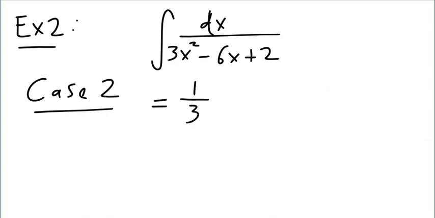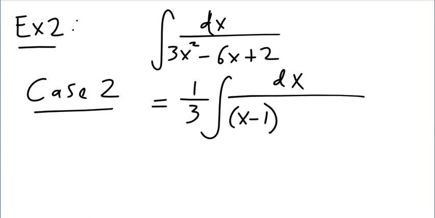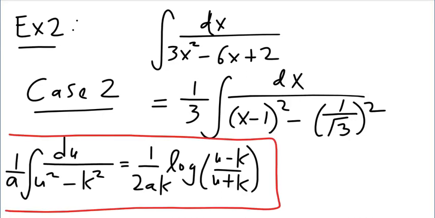Rewriting this integral, just like before, you factor out the 3 and then you complete the square. You will end up with x minus 1 squared minus 1 over square root 3 squared. Remember this result that we arrived at a few minutes ago? Now we're going to apply this to this integral, and you will get 1 over 2.